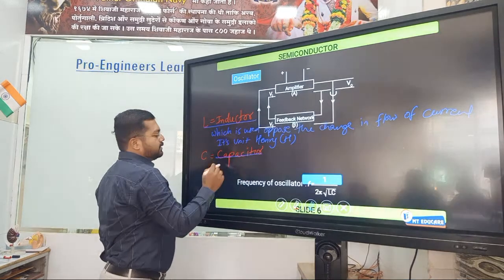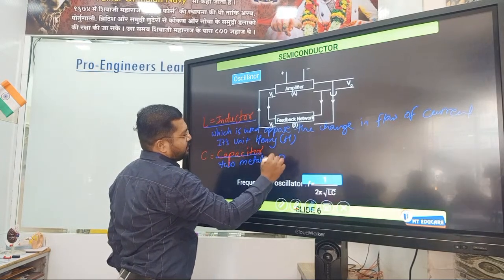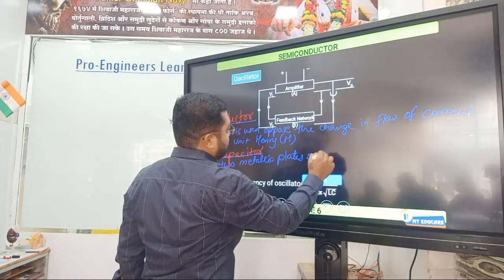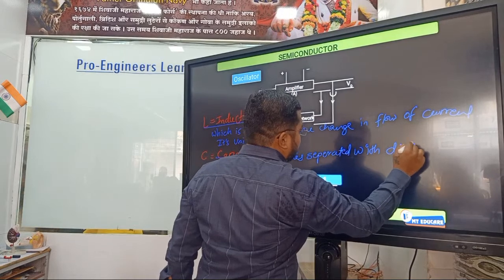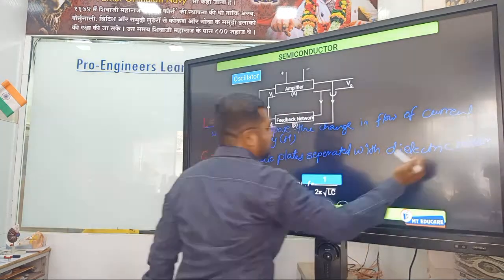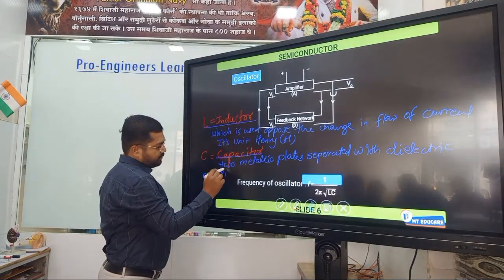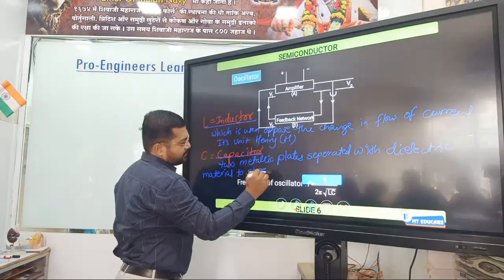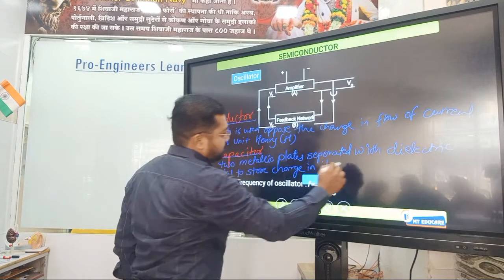And now, what is a capacitor? Two metallic plates separated with dielectric material, to store charge in it, and its unit is farad.